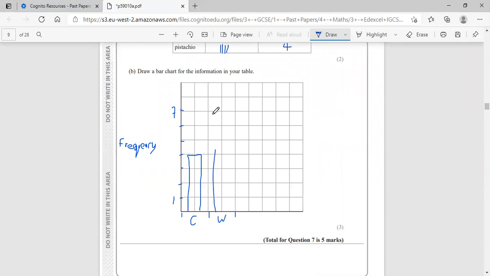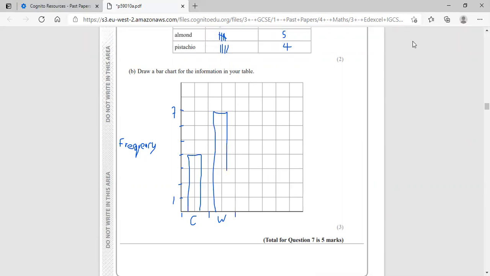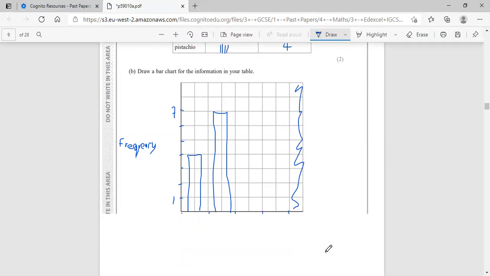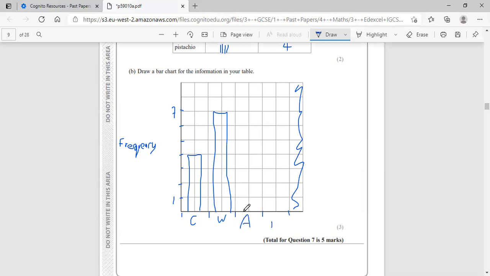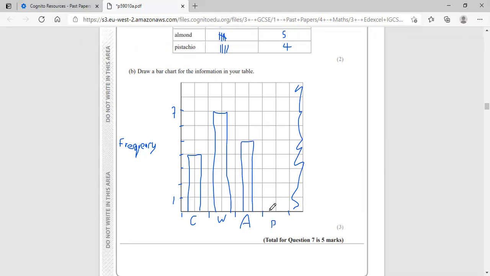Okay, and you will want to use a ruler if you did this by yourself in an actual exam, so the lines look nice and neat. And they give you an extra square here, and that's just to put you off. You don't need to use that at all, just forget about that. Next we've got almond and pistachio, and that's 5 and 4. Okay, and that's a 3-mark question. It's definitely worth doing if you know what to do. That's everything there. Sorry about the bad lines. Okay, so let's continue.